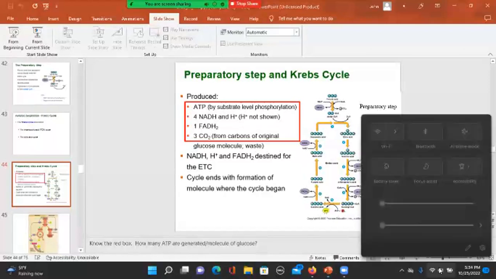You do need to understand and memorize everything that's in the red blocks. So in the Krebs cycle, we generate ATP. We also generate 4 NADH. One of those 4 is generated not specifically in the Krebs cycle, but in the preparatory step right here.